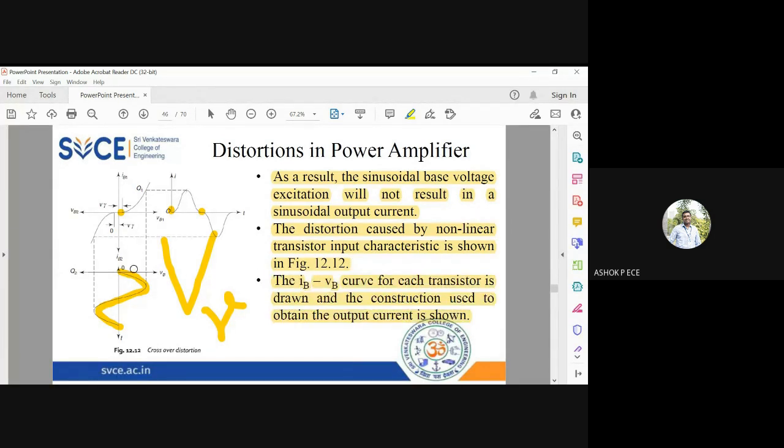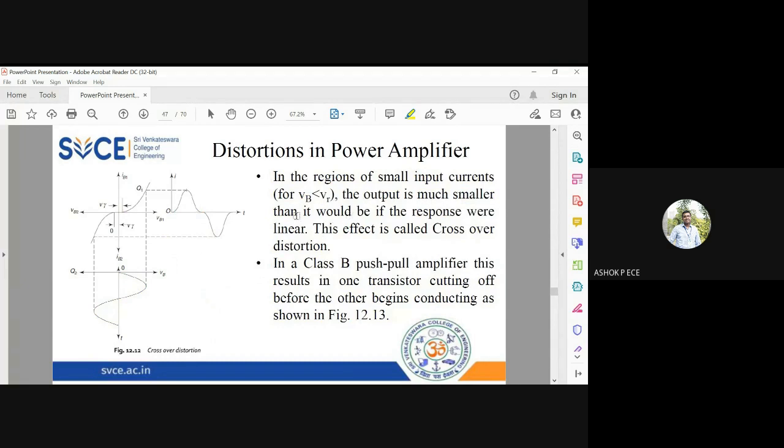You can see this is the output. See, this is the proper sine wave, but here you see the sine wave is not looking like a proper sine wave. It has a lot of zero values in between. So this is called your crossover distortion.